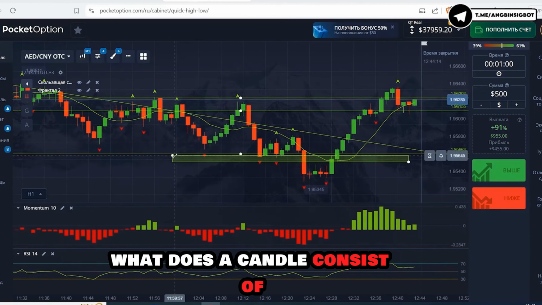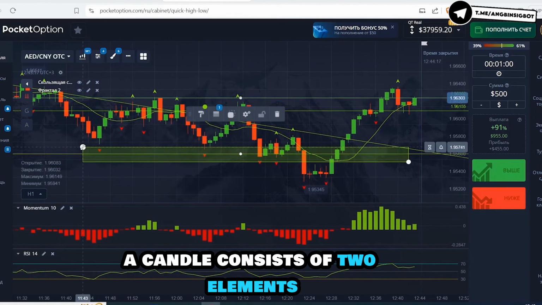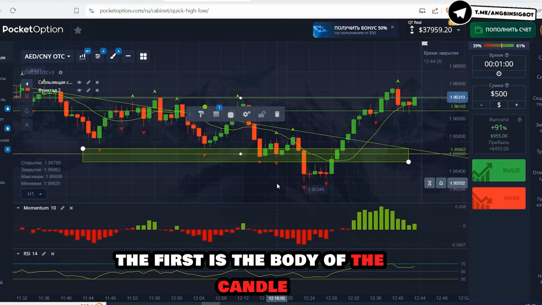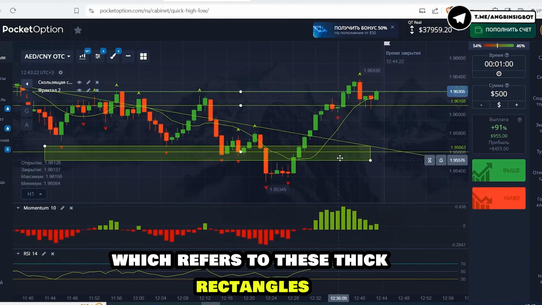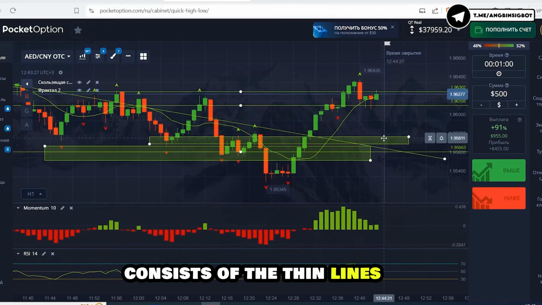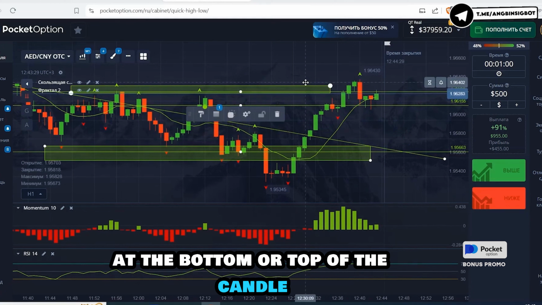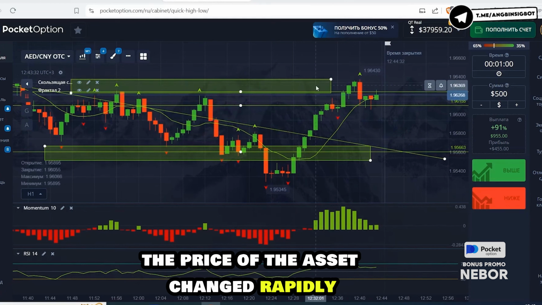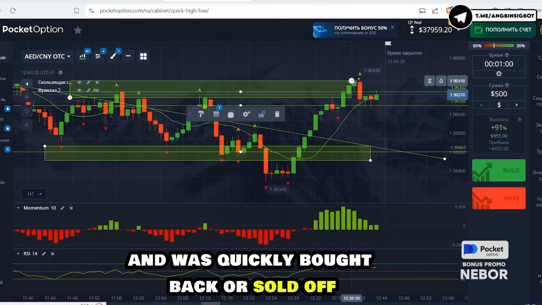What does a candle consist of? A candle consists of two elements. The first is the body of the candle, which refers to these thick rectangles. The second element, the shadow, consists of the thin lines at the bottom or top of the candle. They indicate that the price of the asset changed rapidly and was quickly bought back or sold off.